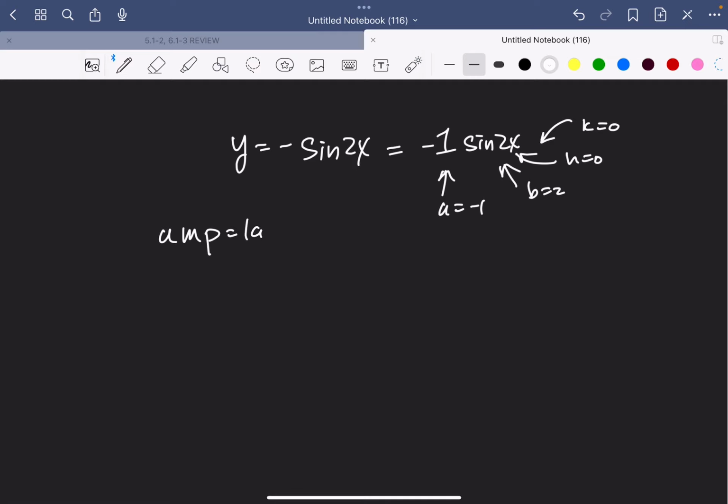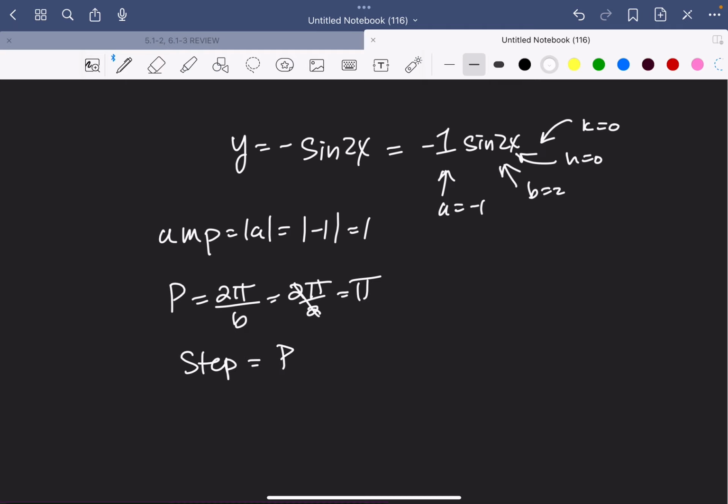The period is 2 pi over whatever b is, so it's 2 pi over 2. But we know that that means the step size is going to be period over 4, which is pi over 4. From there, I'm ready to make my table. So I've got x's and negative sine of 2x's.